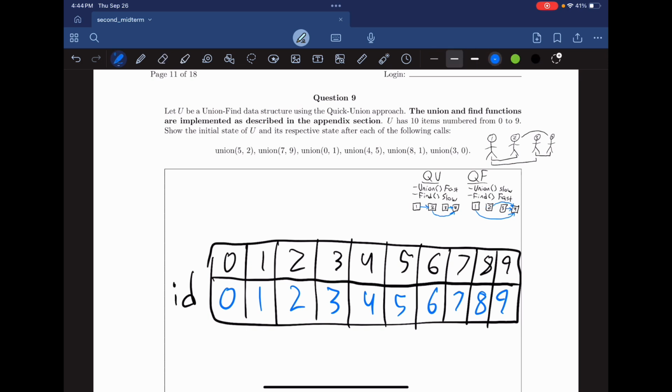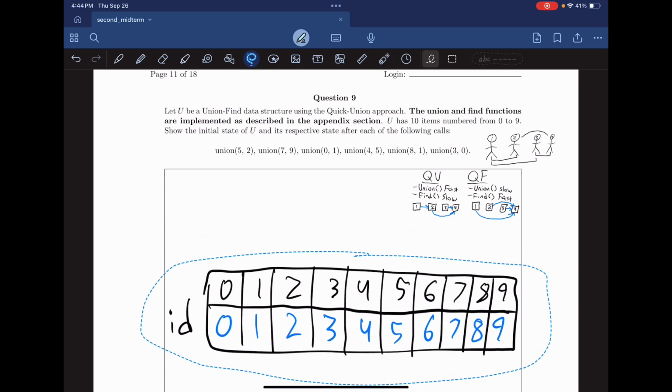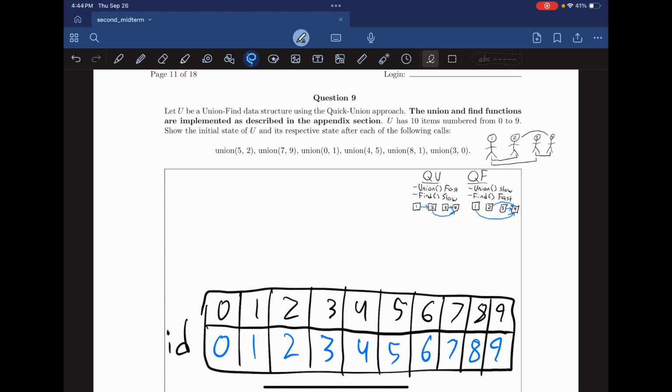So we continue on, and we look at the first call that was made, union 5, 2. Now, if you were doing the exam yourself, you would be able to look back on what the function union is in the book, at the back of the book. I'm going to write it down here so that we can keep track of it ourselves.